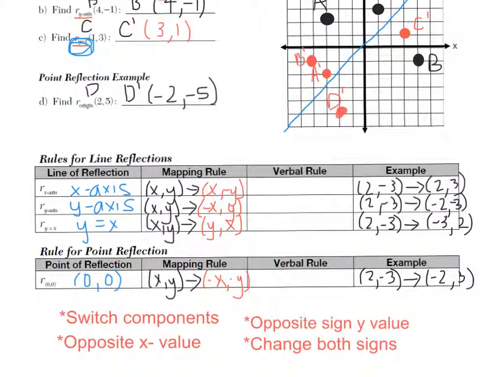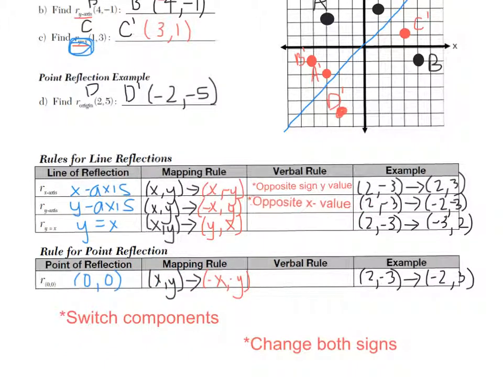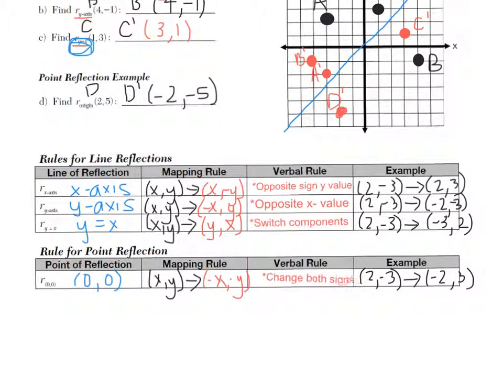Okay, so here's what I wrote. For reflecting about the x-axis, I said that you change the sign of the y value. And for reflecting about the y-axis, I said that you change the opposite sign of the x value. What about for y equals x? Well, that would be where you switch the components. The x becomes the y and the y becomes the x. And last but not least, you change both the signs. That's what I would write for my verbal rule there.